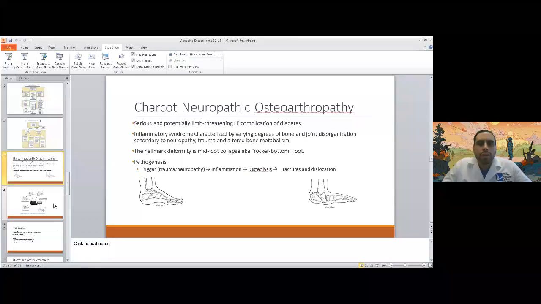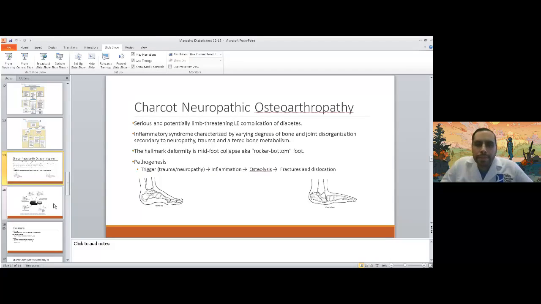So this is a condition called Charcot neuropathic osteoarthropathy. It's a serious and potentially limb-threatening lower extremity complication of diabetes. It's defined as an inflammatory syndrome characterized by various degrees of bone and joint disorganization secondary to neuropathy, trauma, and altered bone metabolism. So basically, you have your diabetes, you've had diabetes for many years, whether it was diagnosed or undiagnosed. Your hemoglobin A1C, which is normally under 6.5, jumps up to 14.